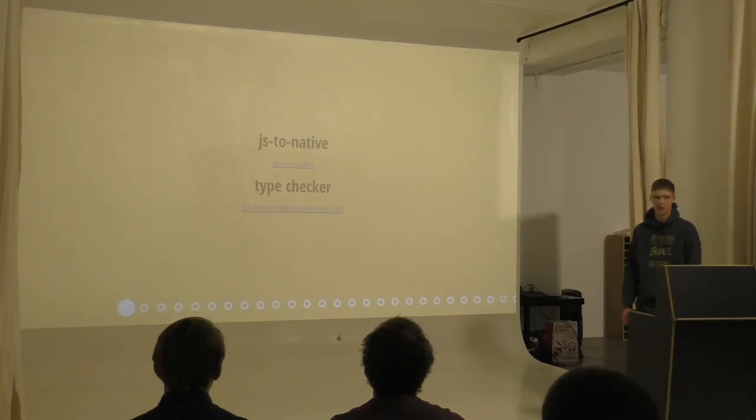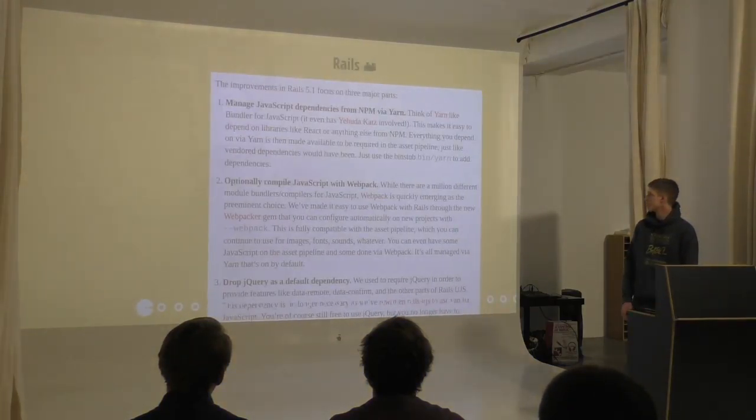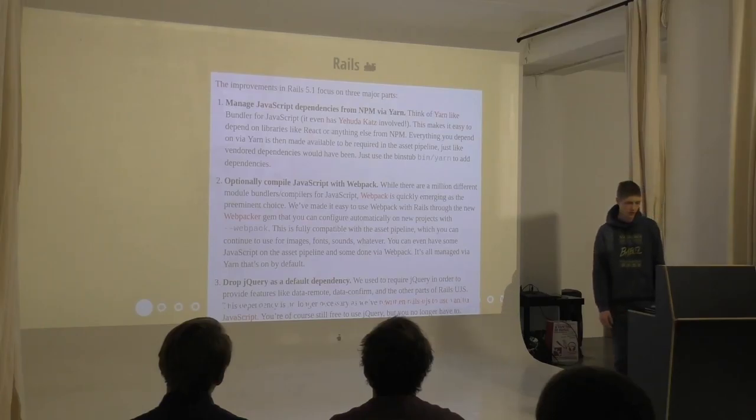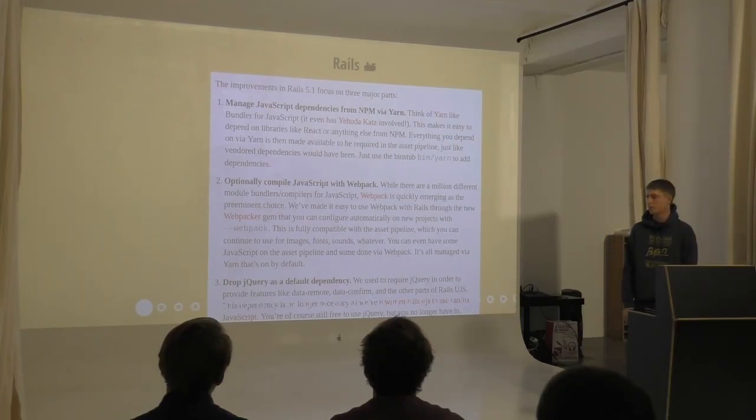I have a few projects which are linked here, where I use Babel for various things. I won't go into this. If you are a Rails developer and maybe fan, in Rails 5, they're going to use Webpack plus Babel instead of the asset pipeline. And just on the bottom, they are dropping jQuery by default.